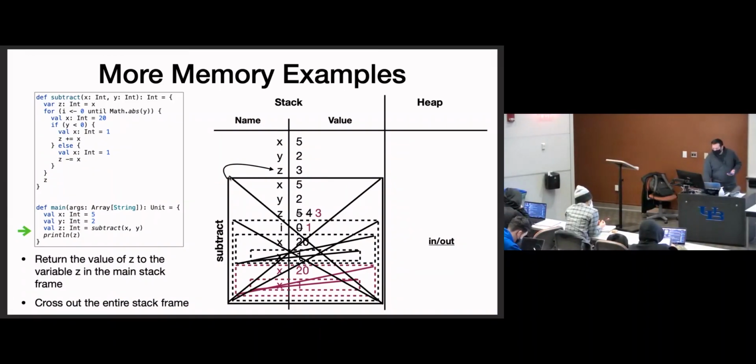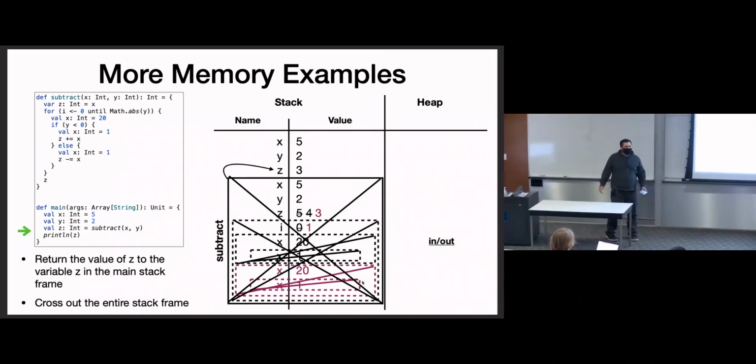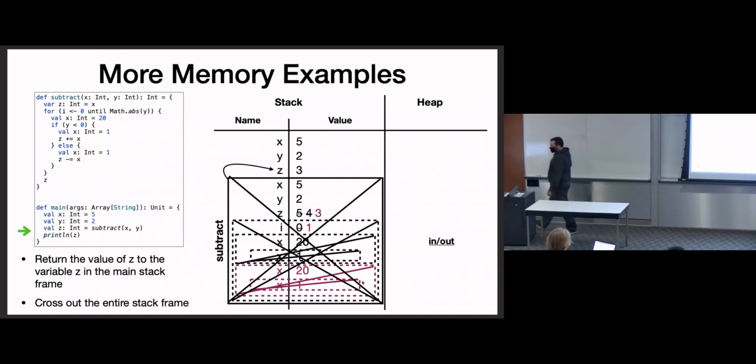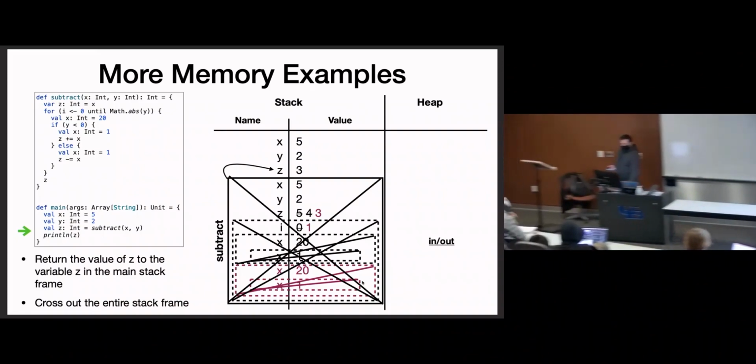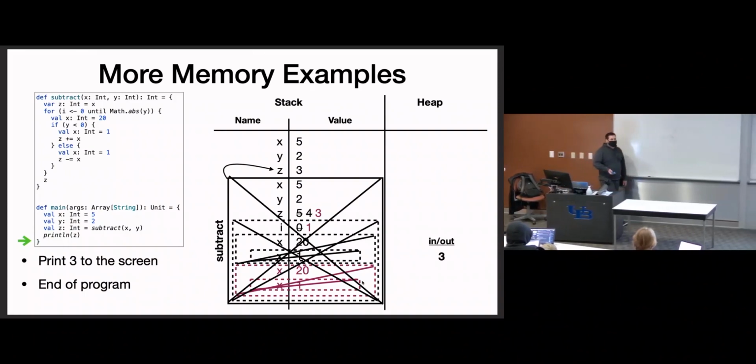I feel bad that I missed that. That should be right down there. And then cross out the entire stack frame. That stack frame's done. It's not on the stack. It's not in memory. It's erased. Absolutely donezo. Gone. And then for the finale, print 3 to the screen. Program over.